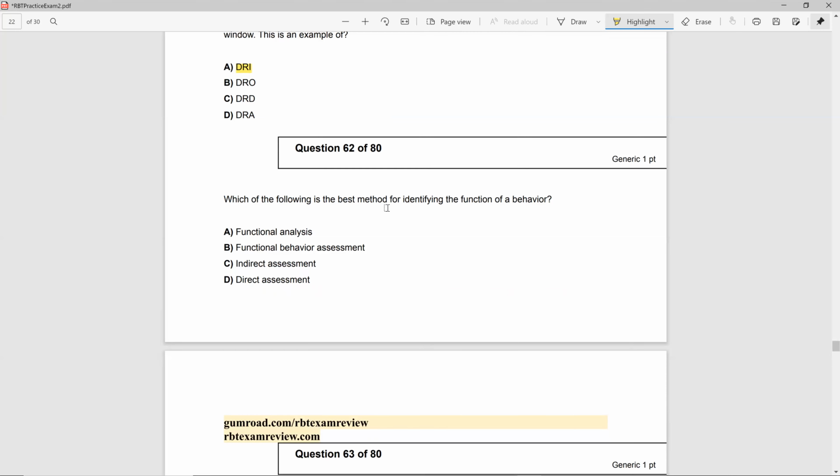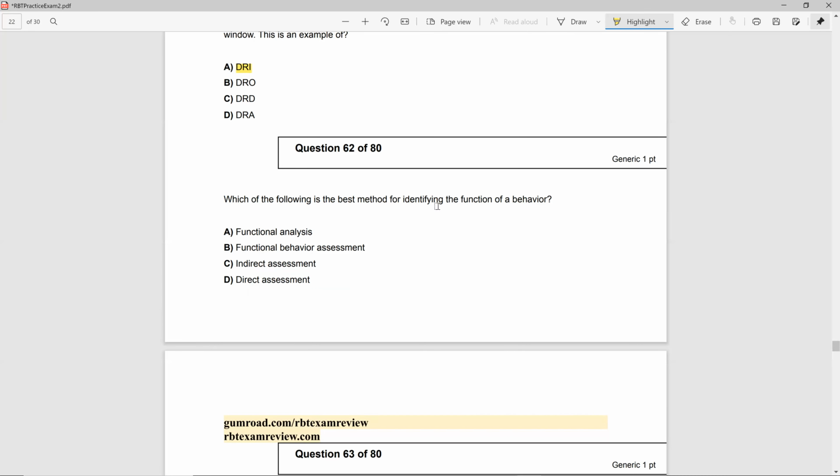All right. Moving on, question 62. Which of the following is the best method for identifying the function of a behavior? We have functional analysis, functional behavior assessment, indirect assessments, and direct assessments. Those are the 4 types of assessments you need to know for the exam. You don't need to know the ins and outs of every single assessment, but you need to know the principles behind each one, the general idea of each assessment.